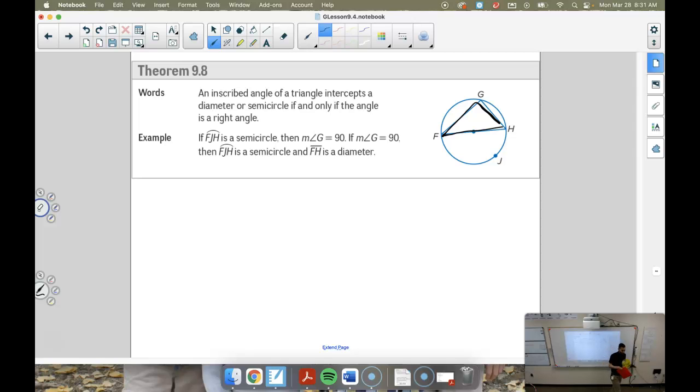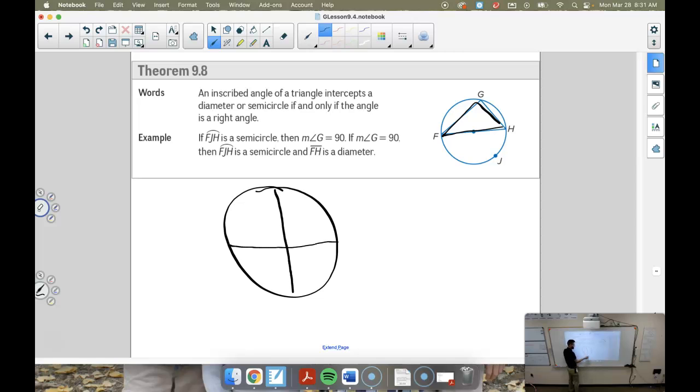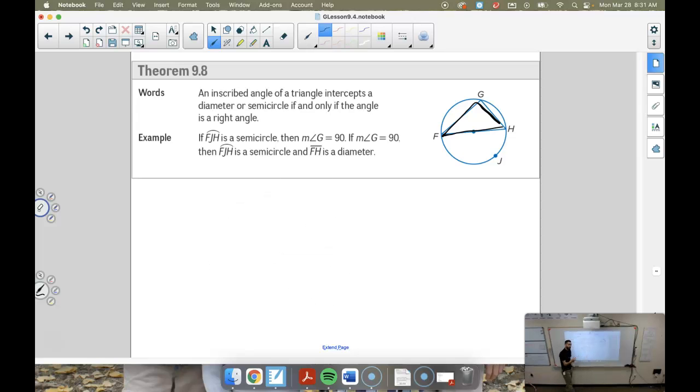And guess what happens when two diameters meet? What do you have? Here's a circle. You have a diameter and a diameter. Perpendicular? Hold on, you didn't say it was perpendicular. I didn't. No, it doesn't have to be perpendicular. You end up finding out where the center of the circle is. Wherever two diameters meet, which is really important to be able to find the center of the circle.